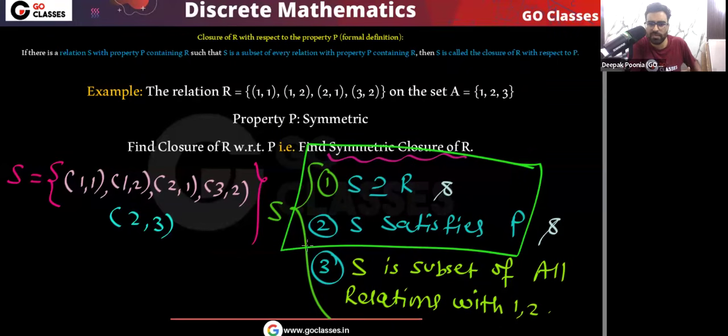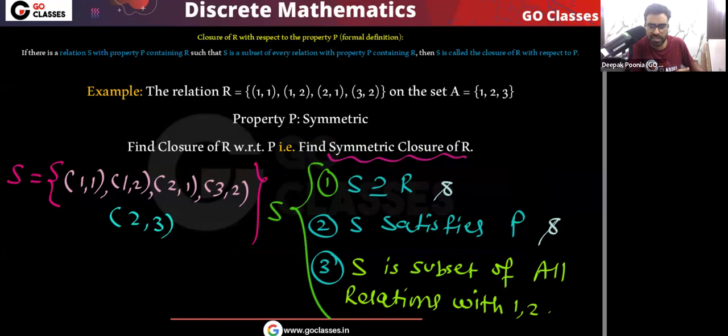Do you agree with me? If I make a relation which contains R and has the symmetric property, then that relation will definitely have this pair. Maybe some extra pair can be there. The point is that for any relation which has these two properties, S will be a subset of that relation. So finally I can say that S is the closure, because all these three properties are satisfied. So S is the symmetric closure of R. That's it. This is the answer. I hope you understood.